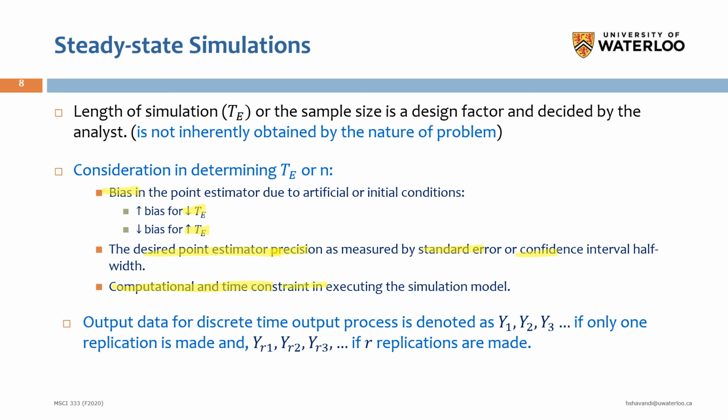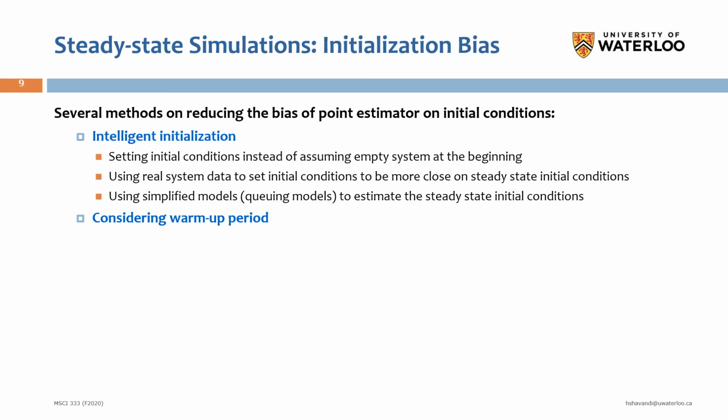Okay, so if we have just one replication and we do have discrete time output results, then we will have the data as y1, y2, and so on. But if we have R replications, we can also have replications, right? So if we have R replications, these will be our data set here. There are several methods to reduce the bias of the point estimator on the initial conditions. The first one is intelligent initialization.